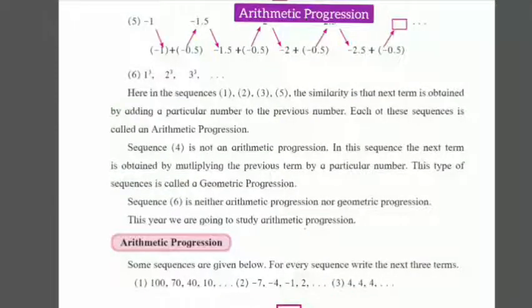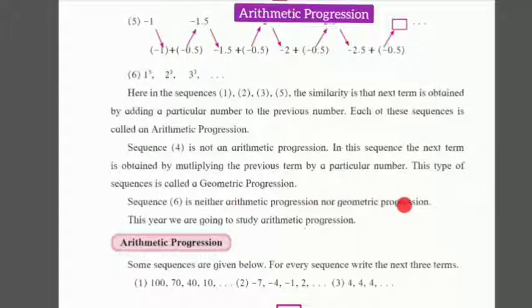Friends, in the sixth sum, see here, this is the sixth one. What is here? 1 cube, 2 cube, 3 cube and so on. In this sixth sum, if you observe here, we cannot get any common difference, or any common multiplication. That is why this sixth one is neither an arithmetic progression nor a geometric progression.